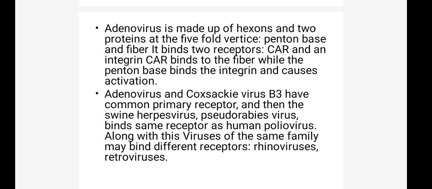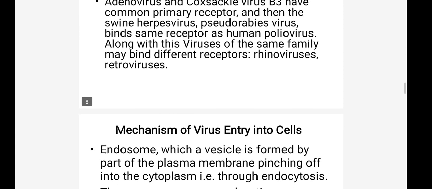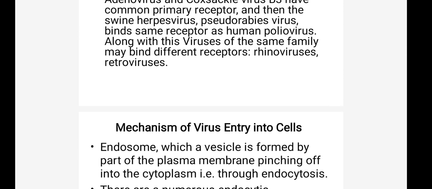Then the swine herpes virus, pseudorabies virus, binds with the same receptor as the human polio virus. Along with this, viruses such as the adenovirus and Coxsackie virus are from different families, but they have the same type of primary receptor. But it can also be observed that viruses of the same family may have different primary receptors, for example the rhinovirus and retroviruses have different types of primary receptor.